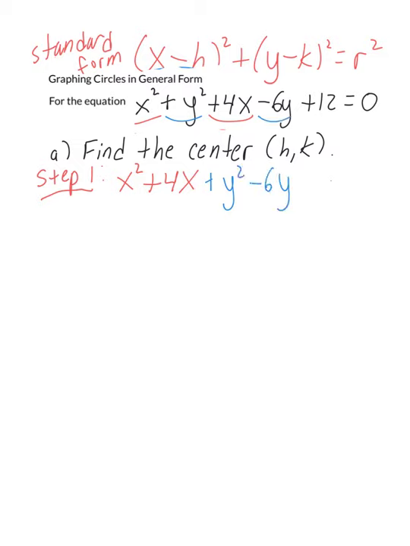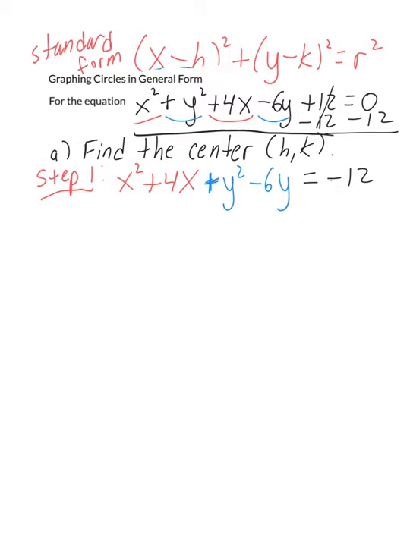So I put the x's first. I put the y's next. And then I'm going to also in step 1, if there's any sort of number without a letter, it needs to be moved to the right side. So I'm going to subtract the 12, opposite operation, to move the 12 to the other side. So equals negative 12 because I have 0 minus 12. So again, step 1, rewrite your x's side by side, rewrite your y's side by side, and do the opposite operation on the number by itself to move it to the right side.